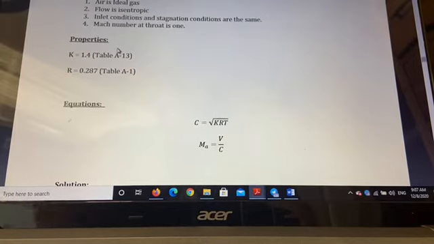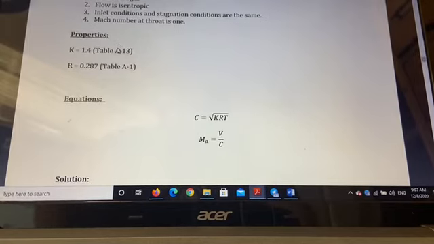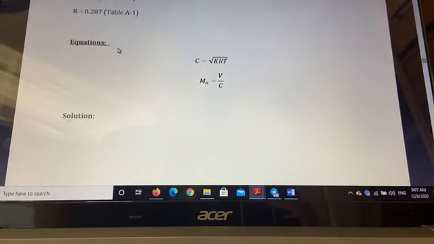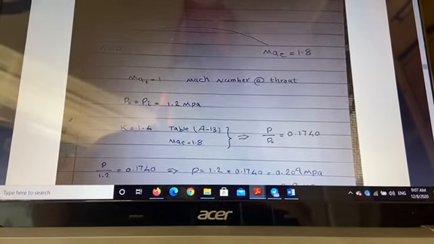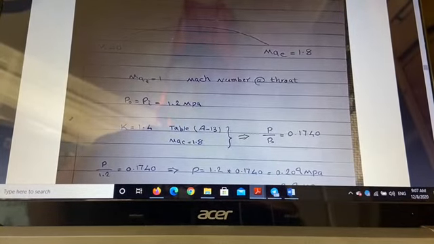I found the properties from table A13 and table A1 for air. The formulas that I use are that C, the speed of sound in air, is the square root of kRT, and the Mach number is velocity over the speed of sound. A quick view of the solution. We have the figure here.